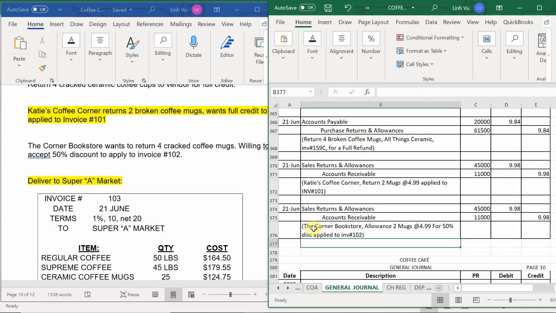So here I put the corner bookstore. He got an allowance. Oh, for 4, not 2. For 4 mugs at $4.99 for 50% discount to be applied to invoice number 102.